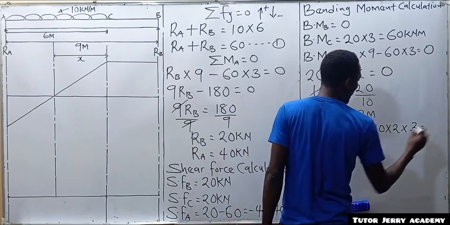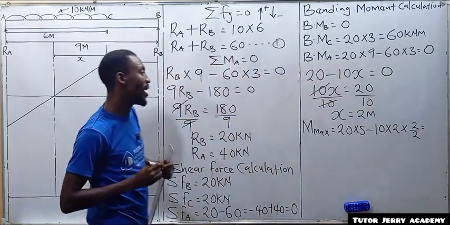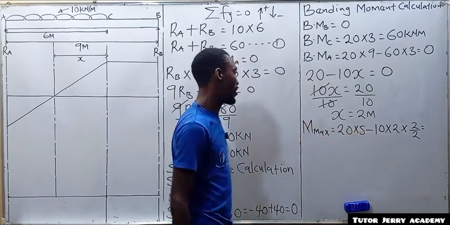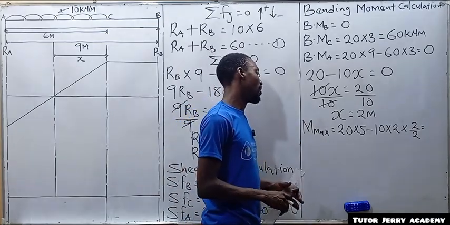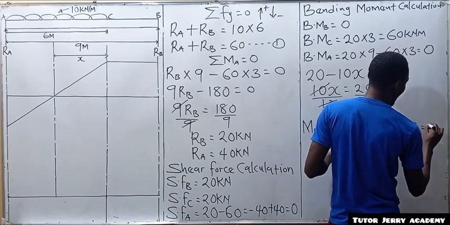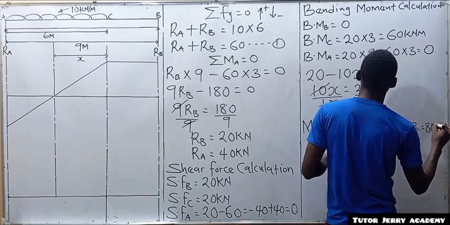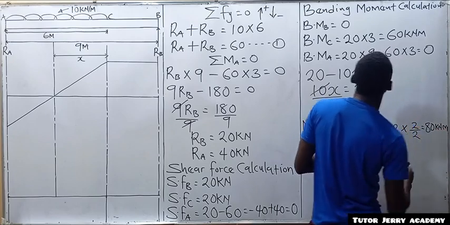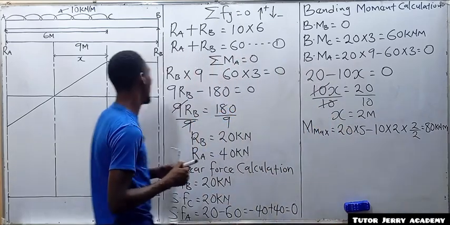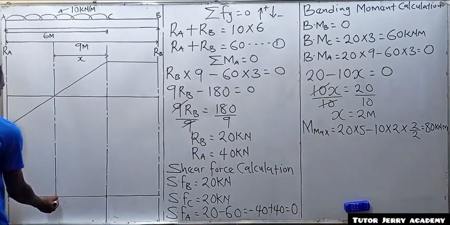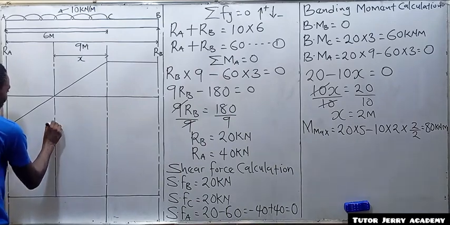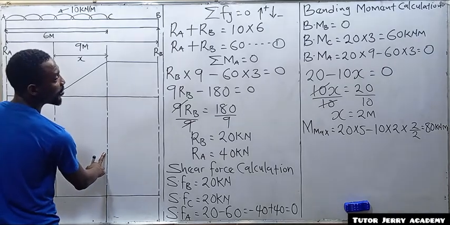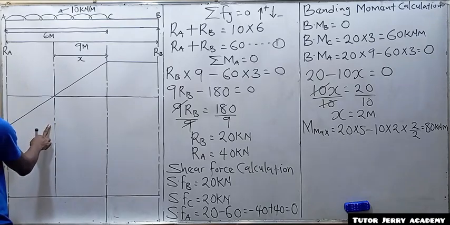So this will be equal to what? 20 times 5 is 100, right? And this is going to be 20. 100 minus 20 is 80. So here we are going to have 80 kilonewton meter, right? Kilonewton meter. All right, so that is what we are going to have. So it shows that our maximum bending moment is 80, right? And we said our bending moment for C is 60, right? So definitely this is going to be 80.